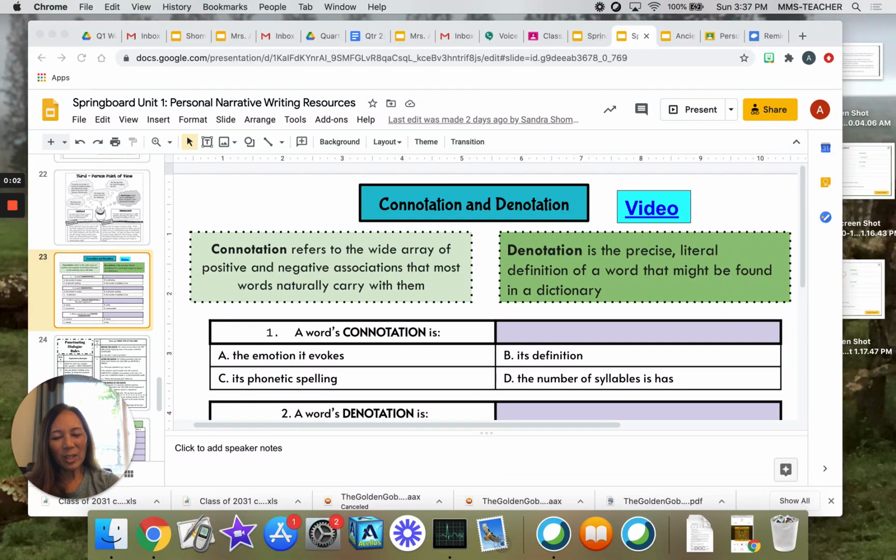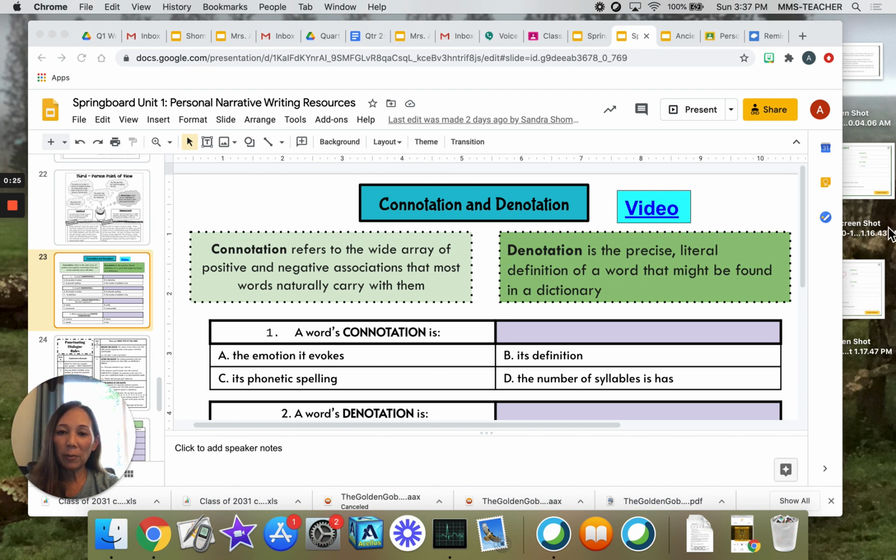Okay, today guys we're going to talk about connotation and denotation. Connotation and denotation is very important when you're writing and choosing the correct word to convey your message to the reader. So let me start by reading to you the definition of connotation and denotation.